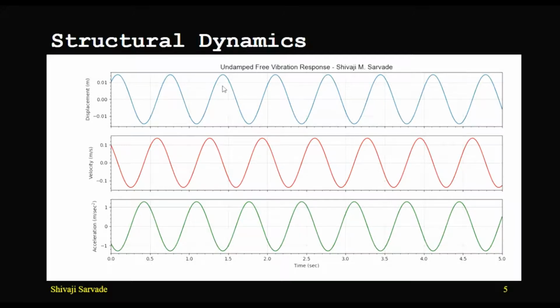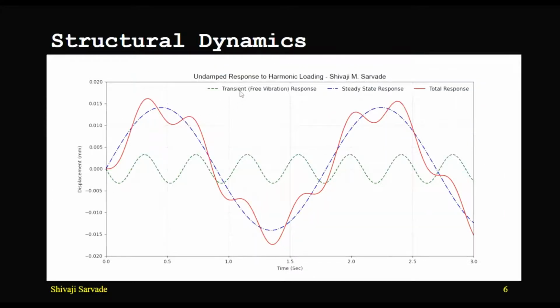For example, in this particular case, the system is undamped free and it is subjected to initial velocity as well as initial displacement. Similarly, if the system is undamped and it is subjected to harmonic loading, then there are two components contributing to the total response. The green one that you see is the transient response, and the blue one is the steady state response.